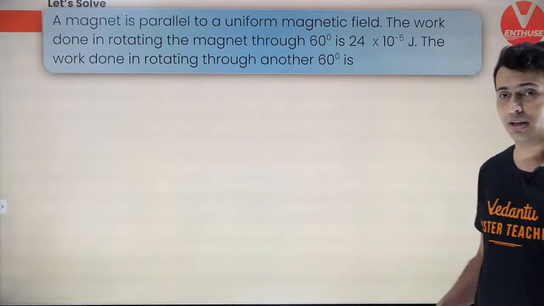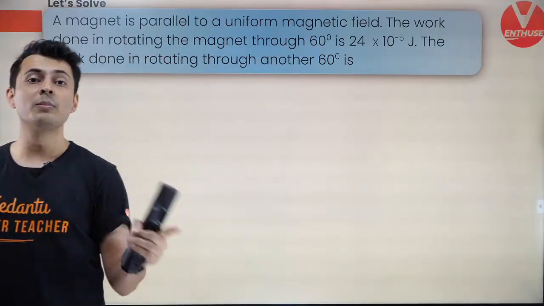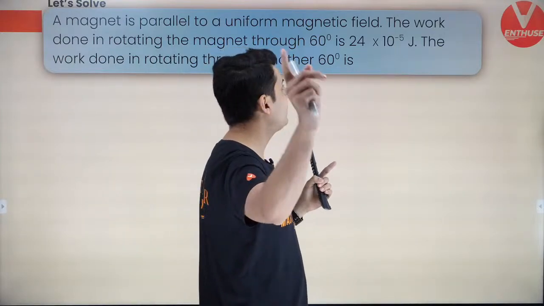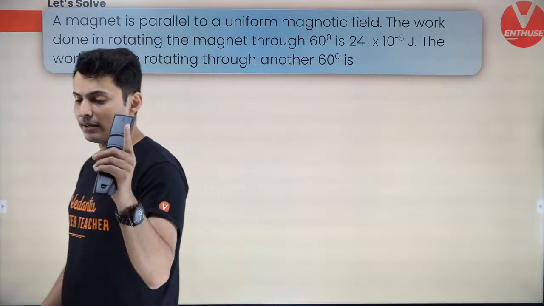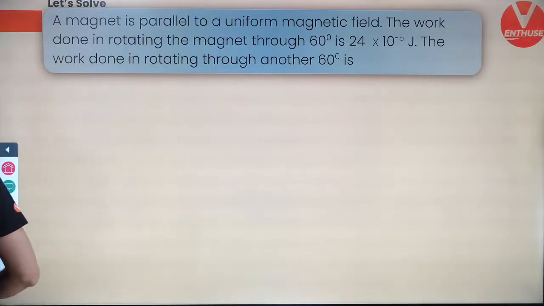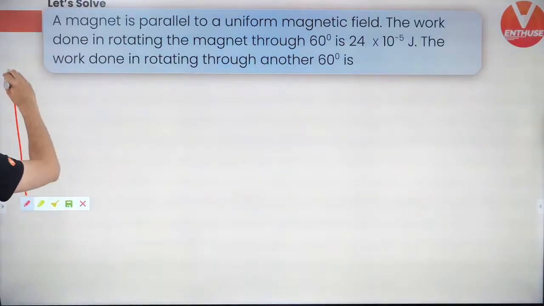It's not that difficult. If you have got the previous question, you will definitely get this question as well. Come on, think about the work. Earlier it was at 0 degrees, now it's moved to 60, then again it's moved by a further 60 degrees. If the initial work is 24 into 10 to the power minus 5 joules, what is the extra work you need to do? Very good, Dinesh.